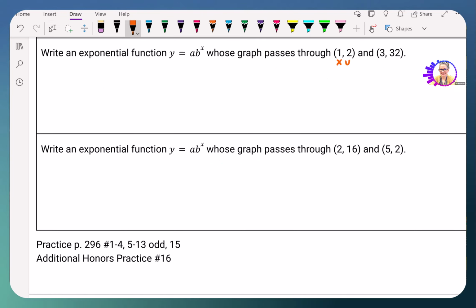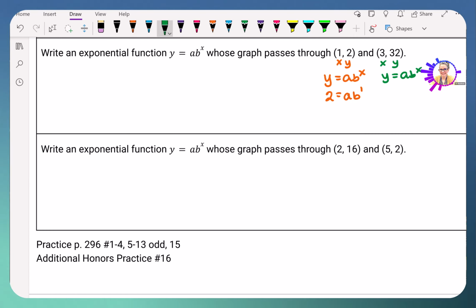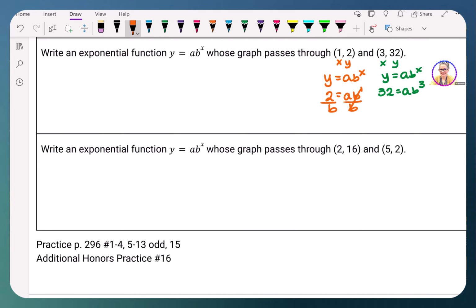So this is x and y. I'm going to use this one for equation number 1. So I'm going to write, instead of y equals ab^x, I'm going to substitute y is 2 and x is 1. And I'll change colors over here. So same thing, y equals ab^x, y is 32, and x is 3. So I'm going to take this first one and solve for a. So that means I divide both sides by b. So a is equal to 2 over b.